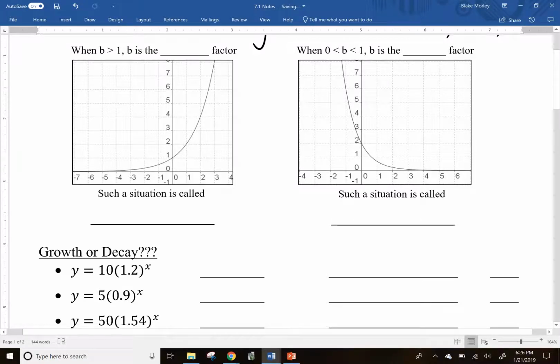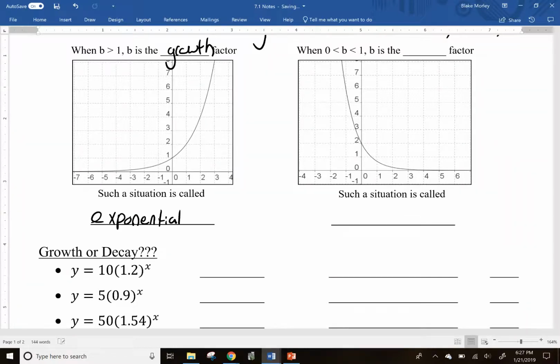All right, let's look at these graphs. When b is bigger than 1, this is known as the growth factor, meaning exponential growth is what this is called. Exponential growth. All right, fantastic. As you can see, the trend of this graph is going upwards. It starts off very, very slow, but creeps its way up, and then all of a sudden it starts going really vertical really quickly, and that's the whole idea of exponential growth.